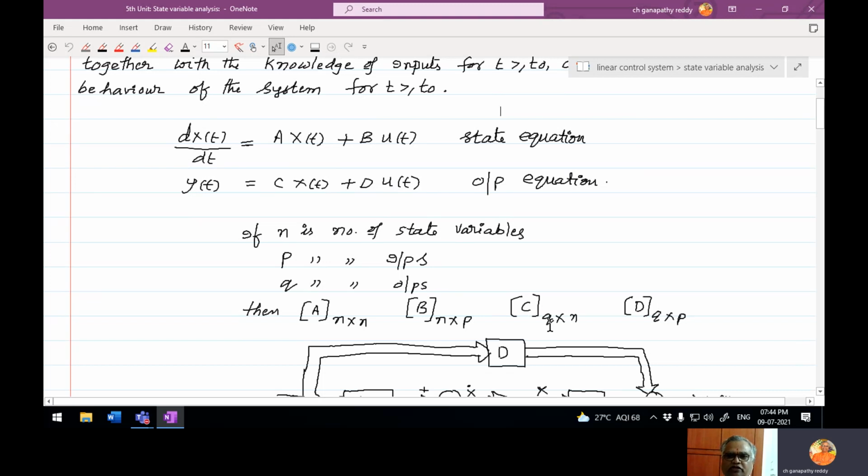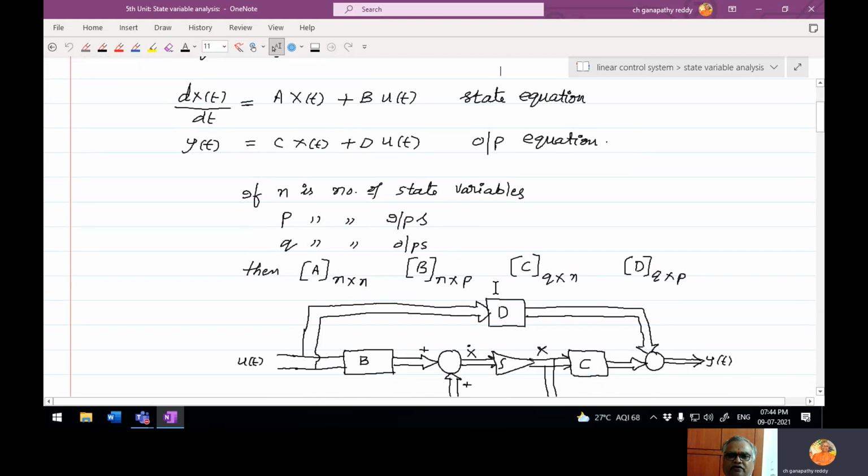So C size will be Q by n. Like that, D size will be Q by P, because U of t is the input, Y of t output contains Q number of outputs, so Q by P. Just if you remember, n number of state variables, P number of inputs, Q number of outputs, logically you can guess what is the size of A, B, C, D matrices.